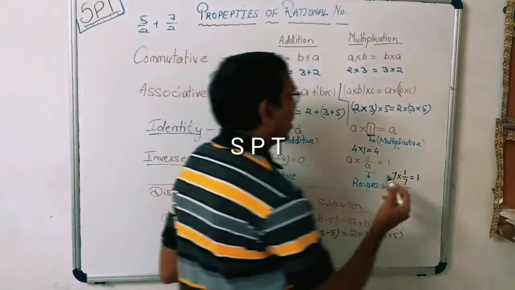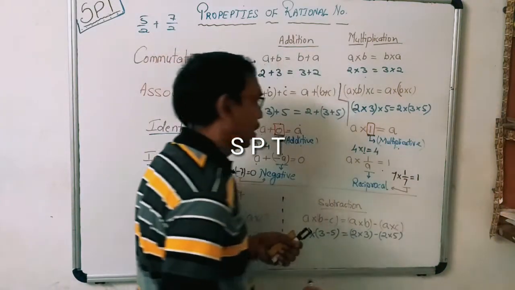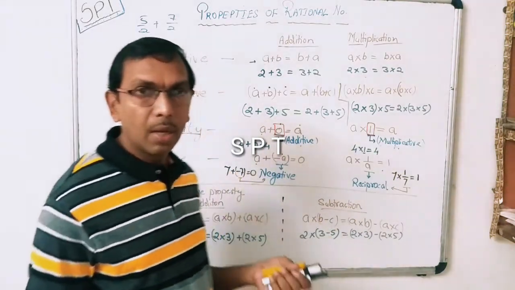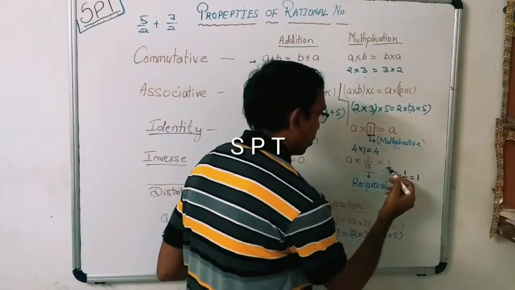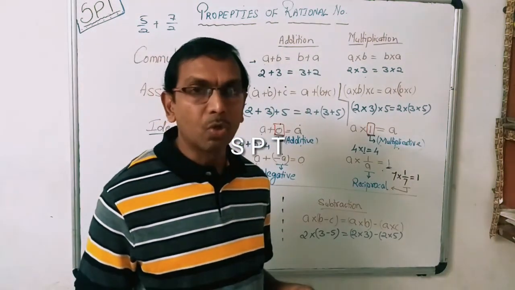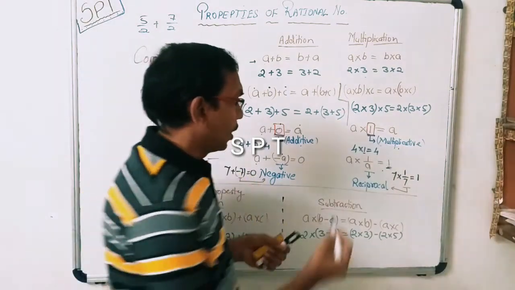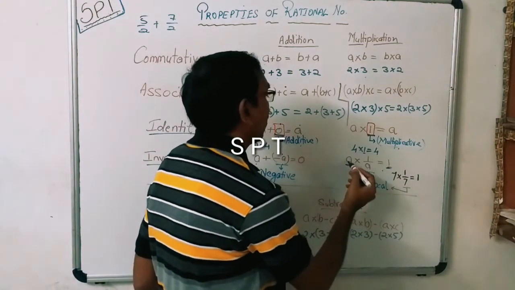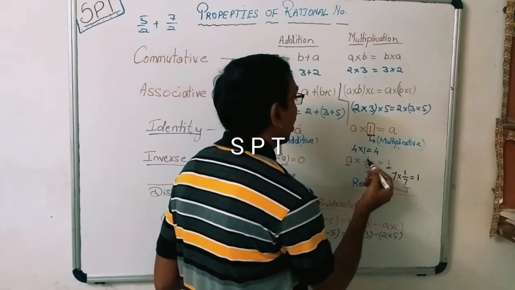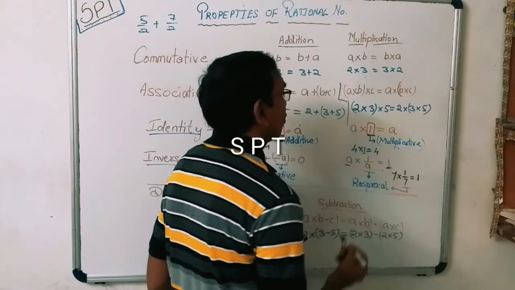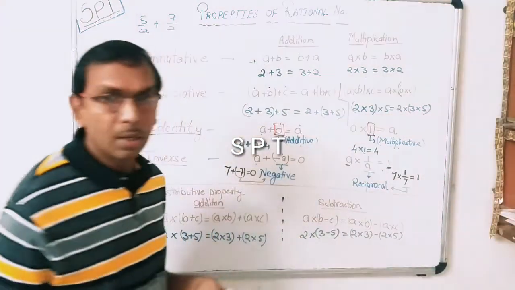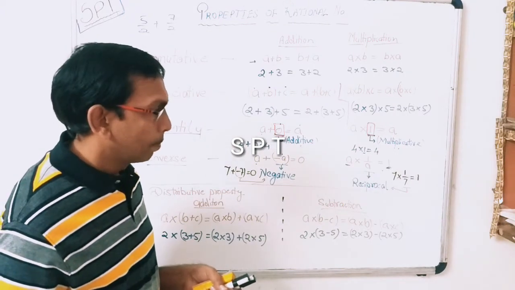Now the next is multiplicative inverse. Now when we multiply a number with another number and we get the result as 1, then the numbers are called multiplicative inverse of each other. So here I have taken an example of a. If I take a rational number a and multiply it by 1 upon a, I get answer 1. So this 1 upon a is the reciprocal of a.